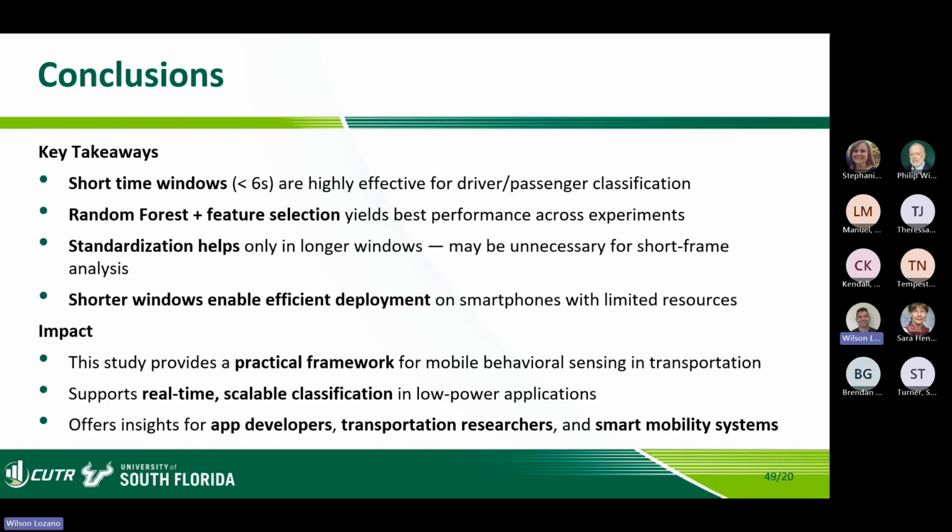In conclusion, short time windows are highly effective for this case study. Random forest plus feature selection yields the best performance across experiments. Standardization helps in longer windows, but might be unnecessary for short time frame windows. Shorter windows enable efficient deployment on smartphones with limited resources.